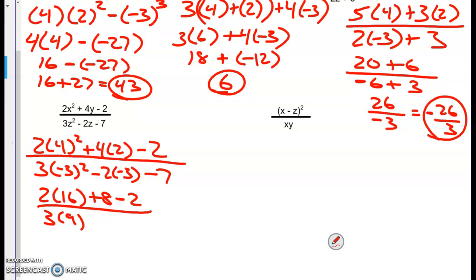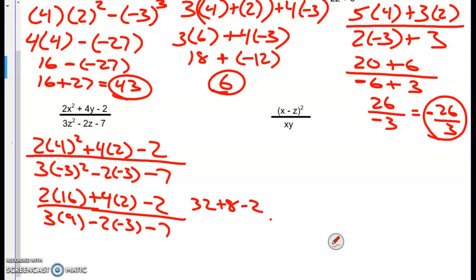Okay. Let me erase back here. I'm sorry, I jumped the gun there a bit. I'm going to leave the 4 times 2 minus 2 first. And then we're going to have minus 2 times negative 3 minus 7. Now I want to multiply. All right, don't jump the gun. Exponents first, then multiply. So in this case, we're going to have 32. 2 times 16. 4 times 2 is 8. Minus 2. And that's all over 3 times 9 is 27. Negative 2 times negative 3 is a positive 6 minus 7.